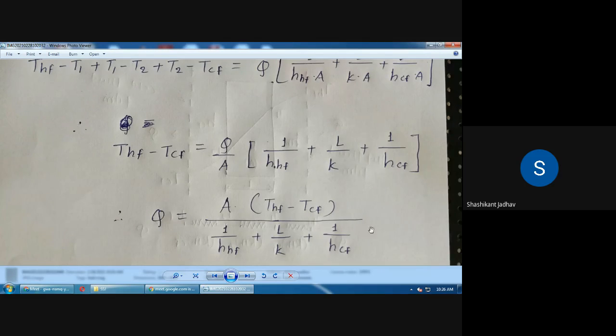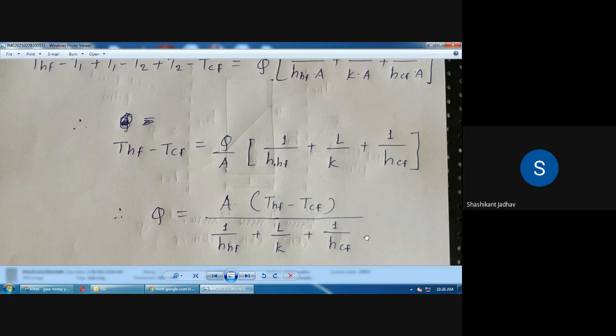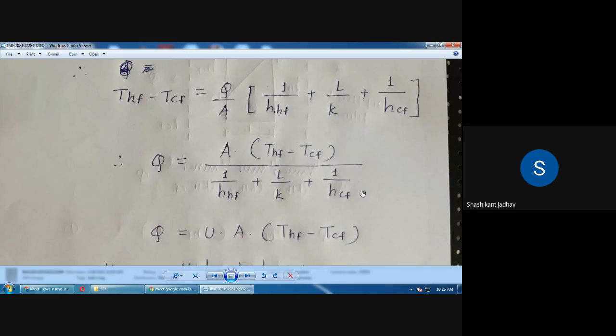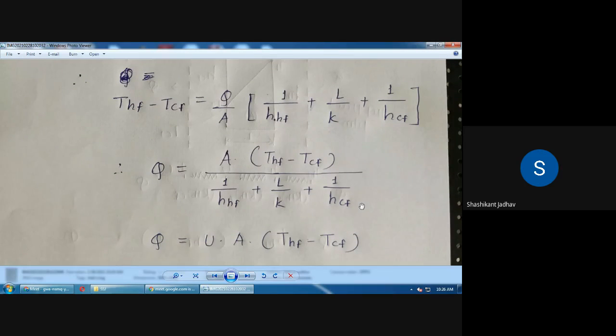That term is equal to what is the remaining term? What is the remaining term at the right hand side? That is 1 divided by 1 upon HHF plus L by K plus 1 by HCF. So this whole term is nothing but overall heat transfer coefficient. So therefore, write down what is the equation? Q is equal to U into A into THF minus TCF.